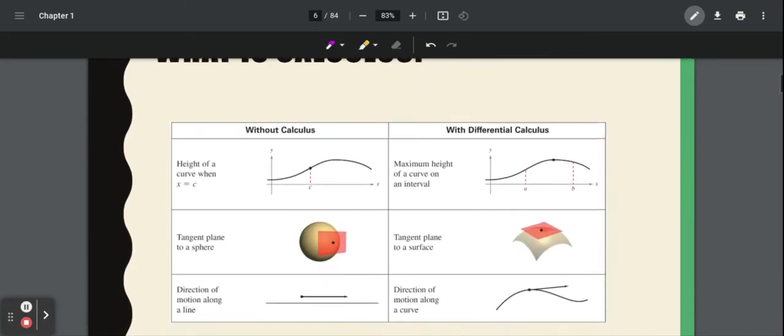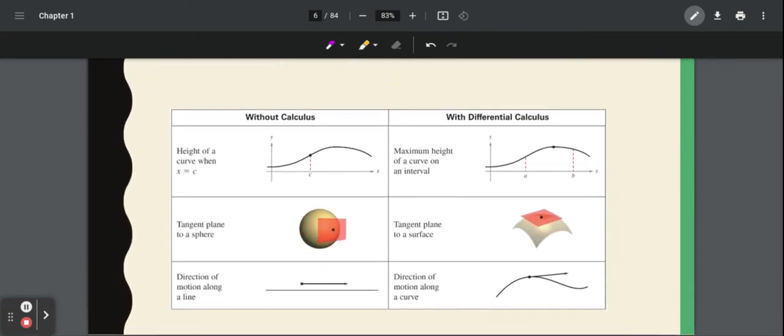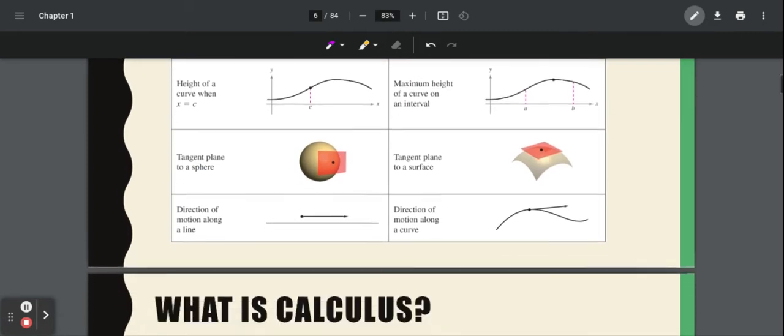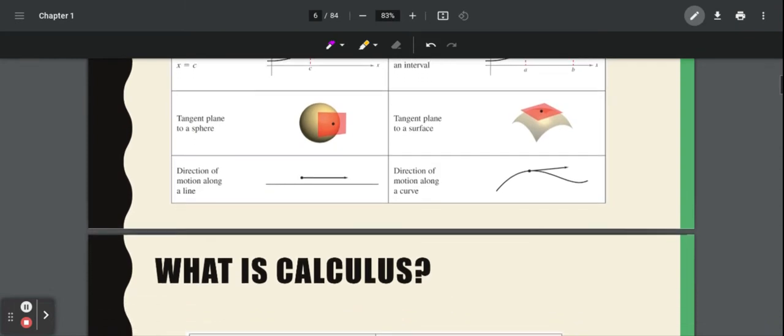And then just more examples: height of a curve versus maximum height, tangent to a sphere versus tangent just to a surface, and then the direction of motion along a line versus a curve.